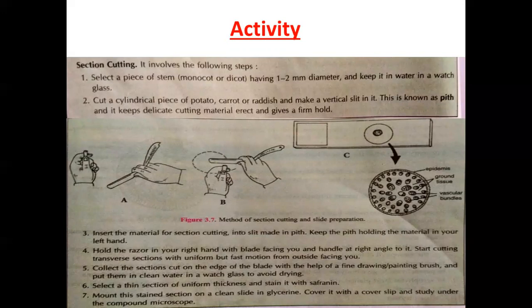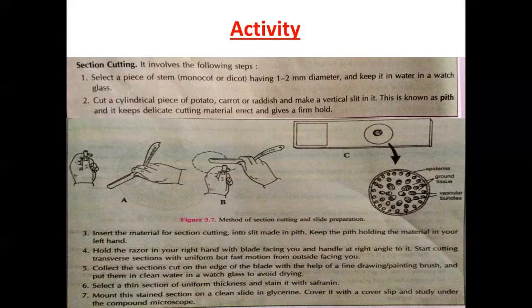The study of the gross internal structure of an organ as observed in a section is called anatomy. In other words, anatomy is the study of the way in which tissues and organs are arranged in organisms. So one activity is given in order to see which tissues are arranged how. What we have to do: section cutting involves the following steps. How do we have to perform this?